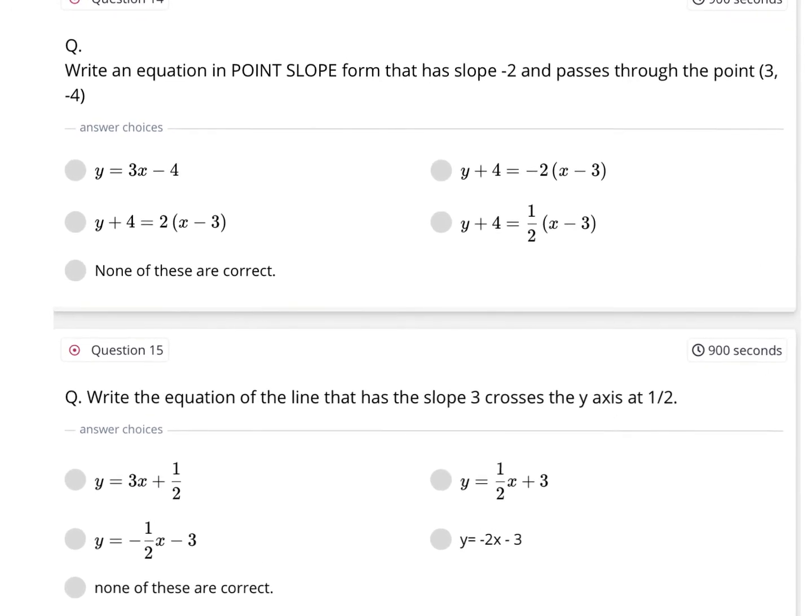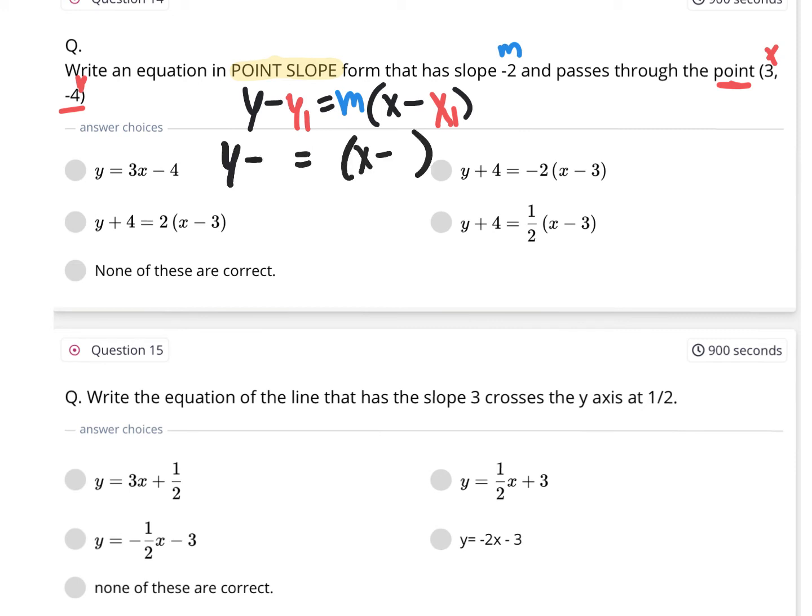Write an equation in point slope form that has a slope of -2 and passes through the point (3, -4). All right, so they want point slope form. So there's our point slope form, and they do give us a slope, and they do give us a point, x being 3 and y being -4. So all we got to do is plug it in. Let's begin by rewriting the point slope form with blank spots. So what is our y1 value? We could clearly see it's -4, so put -4 right in there.